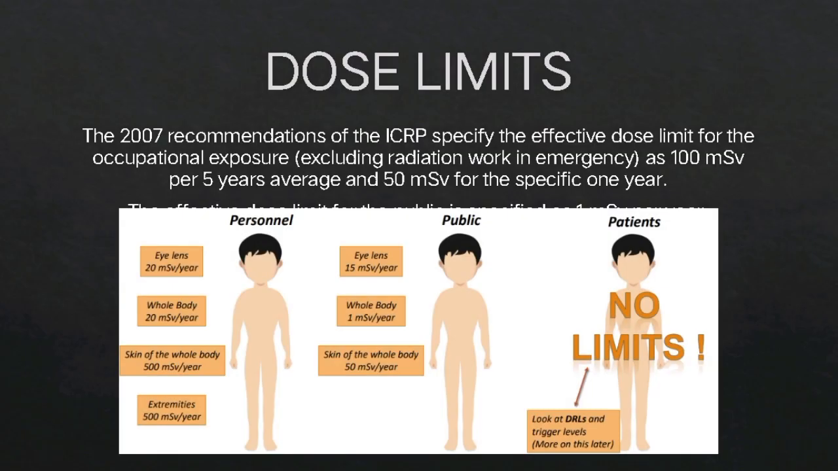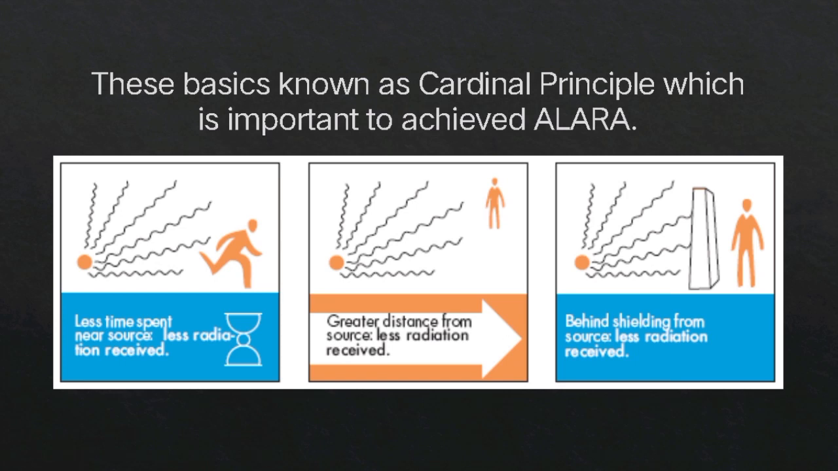Lastly is the dose limits. The 2007 recommendations of the ICRP specify the effective dose limit for the occupational exposure, excluding radiation work in emergency, as 100 millisievert per 5 years average and 50 millisievert for a specific 1 year. The effective dose limit for the public is specified as 1 millisievert per year. The current recommendation of the ICRP is 100 millisievert per 5 years, so it is 20 millisievert per year, average of 5 years. This is known as the cardinal principle, which is important to achieve ALARA.